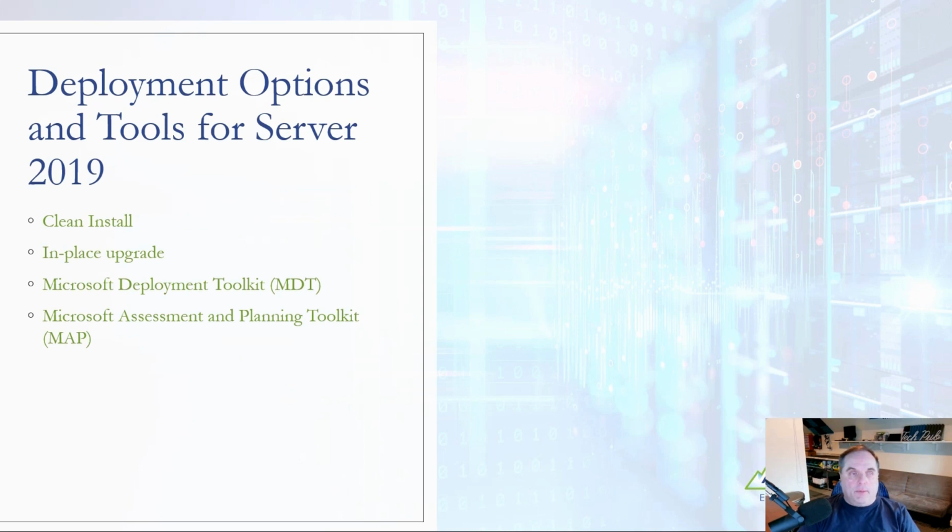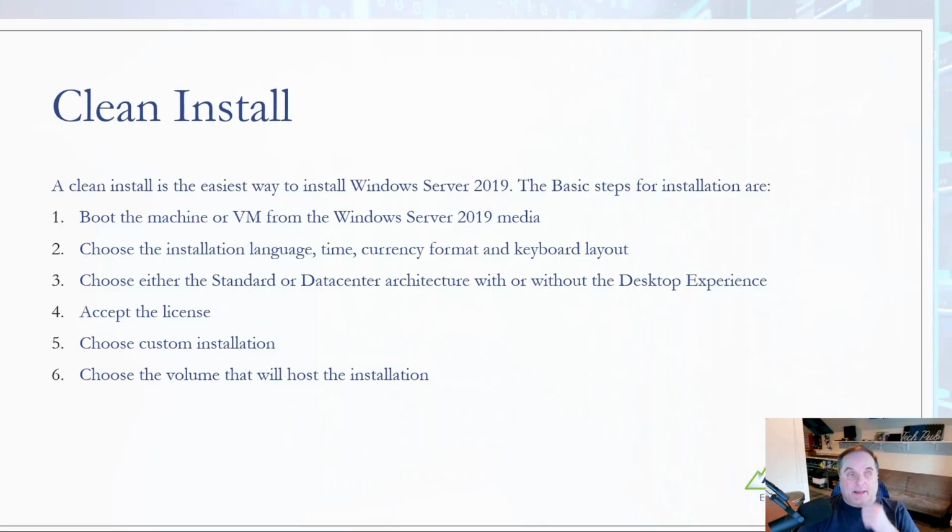We can deploy Windows Server 2019 using a clean install. That's just basically where you put in your DVD and run through the step-by-step installation. You could do an in-place upgrade from, say, Windows Server 2016. You can't do it from client. You can only do it from server. And you can go ahead and upgrade that and keep all your applications and other features, things like that, exactly the same. Then there's the Microsoft Deployment Toolkit. That allows you to use multiple different types of customized tools for deploying Windows Server. And then you have the Assessment and Planning Toolkit called MAP as well.